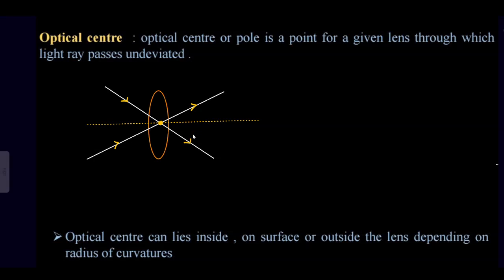So simply we can treat the midpoint of the lens as the optic center, which we denote with the letter O. At that location, the light ray doesn't get any deviation. The optic center can lie inside, on the surface, or outside, depending upon the radius of curvature. It may lie inside, it may lie outside, or on the surface also.